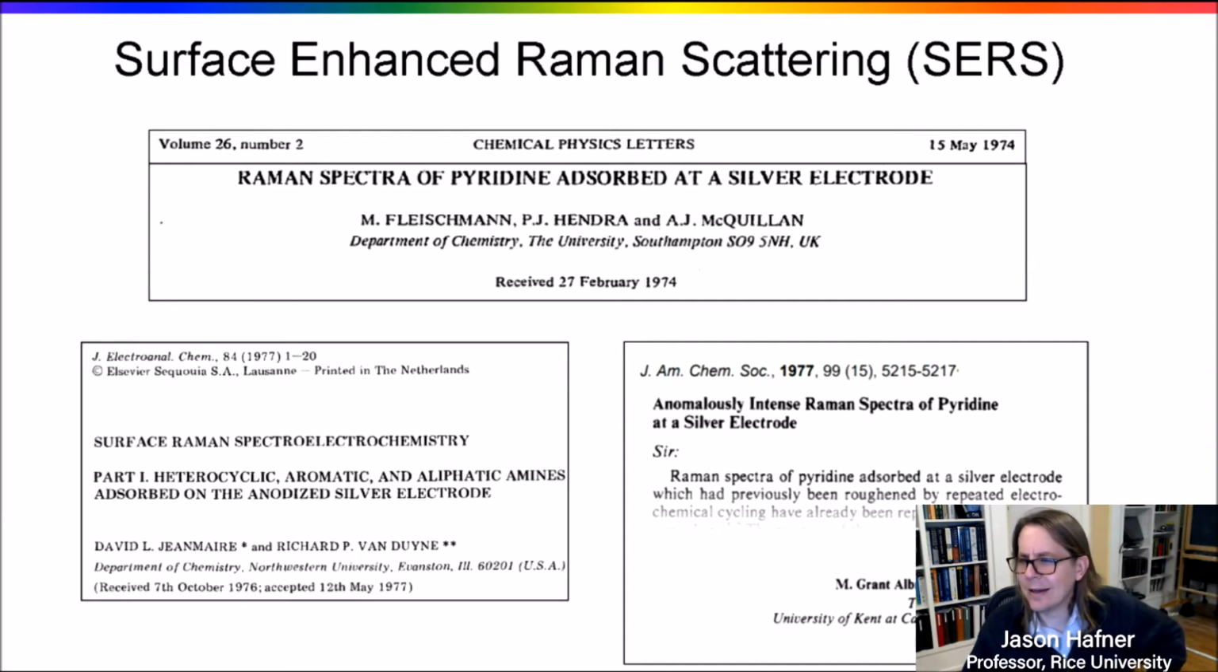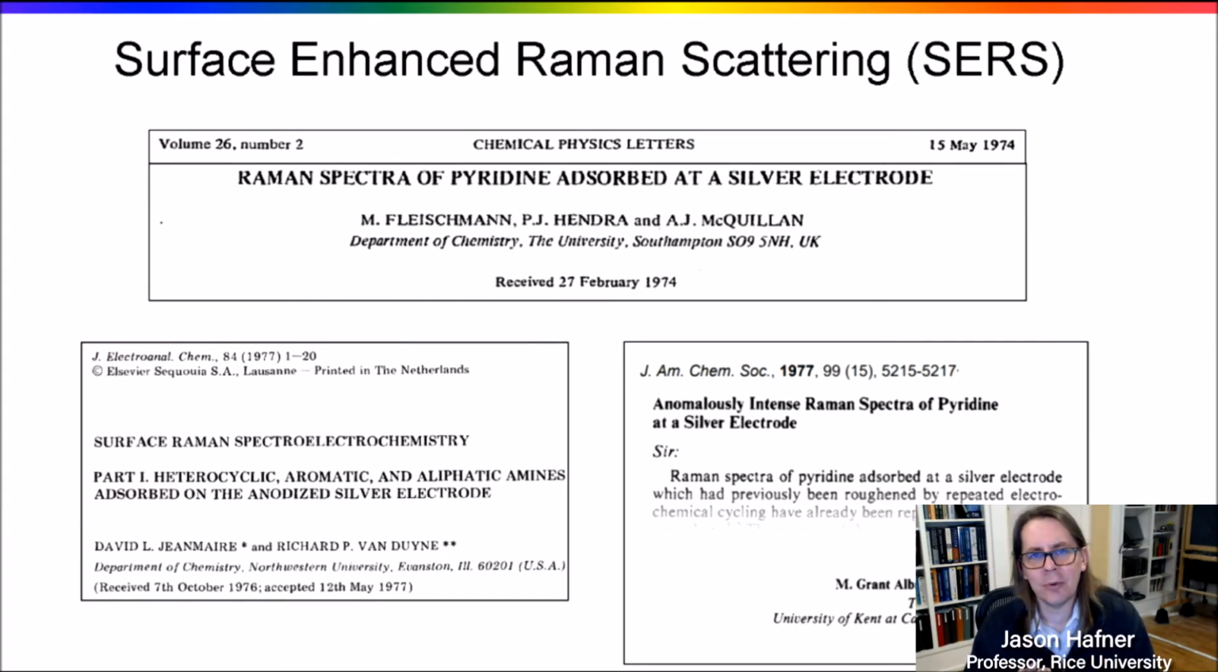But in the early 70s, people were looking at the Raman spectra of molecules while they were on an electrode, because they wanted to study electrochemical effects of what happens to this electrode when I put different molecules on the surface. And they were getting these freakishly large signals. Right? So the Raman spectra of pyridine absorbed at a silver electrode. They didn't put it in the title, but the point of the paper was it's much stronger than it should be. And so these are just three of the really early papers. The third one there: anomalously intense Raman spectra of pyridine on a silver electrode.